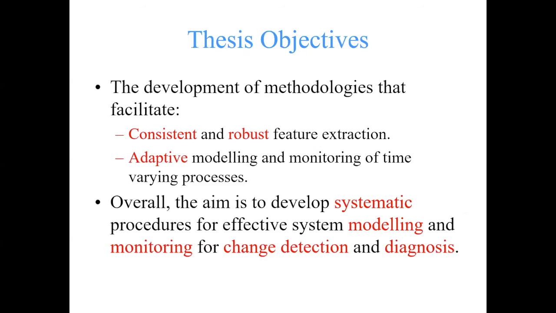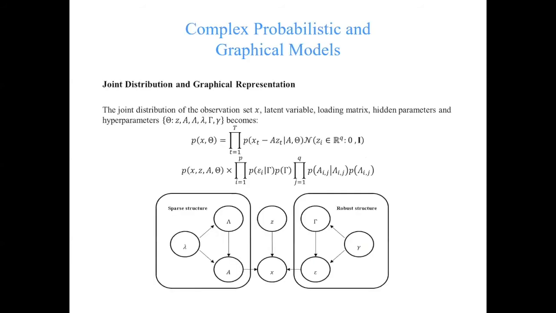So an objective would be to come up with consistent methods that are systematic, that are able to model and monitor these issues and detect the changes and come up with a diagnosis which tells us where the problem is. So sometimes we use graphical and probabilistic tools that relate many different variables which are either observed or latent. And these very complex probabilistic models try to simplify the actual process.